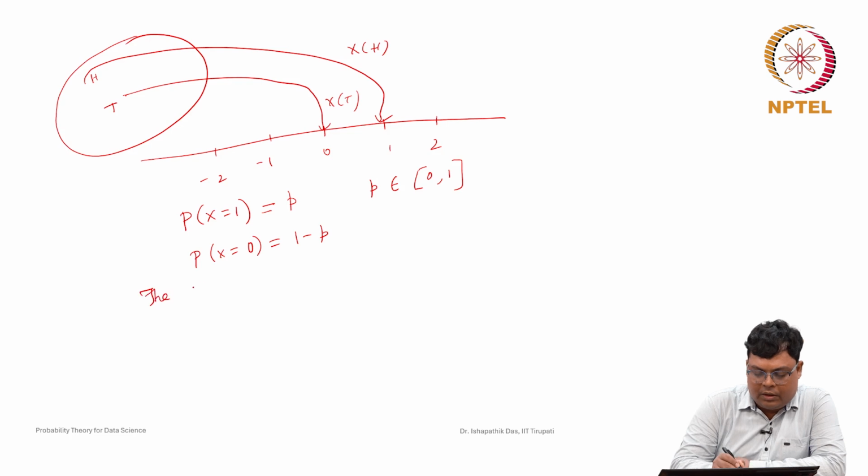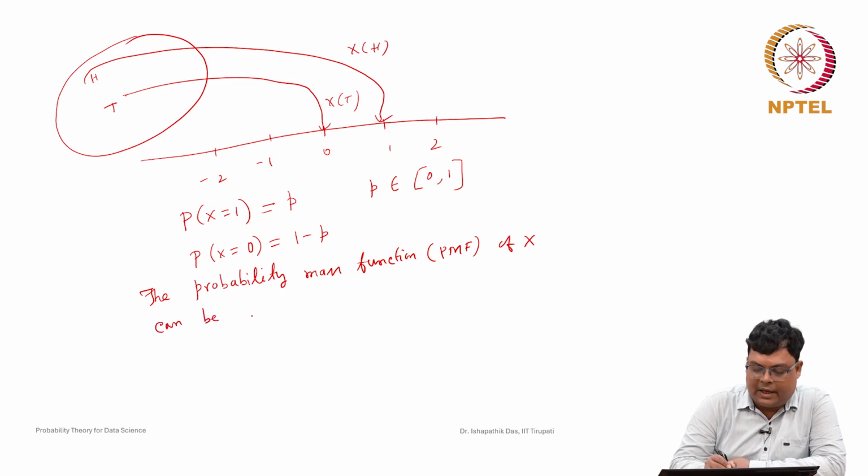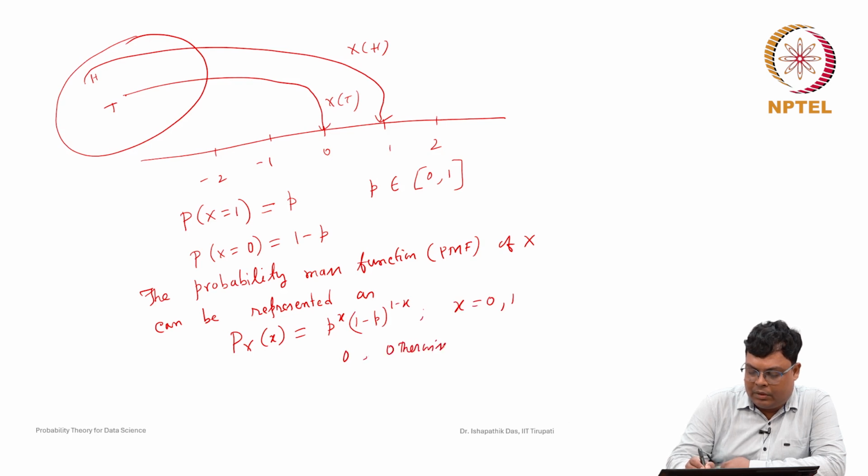So, the probability mass function, sometimes we denote just PMF of x, can be represented as Px of x. This is equal to p to the power of x times 1 minus p to the power of 1 minus x, whenever x is 0 or 1, and this is equal to 0 otherwise. So, how is it related?